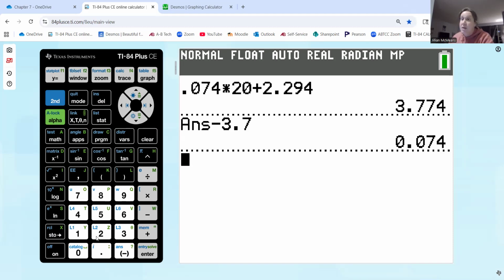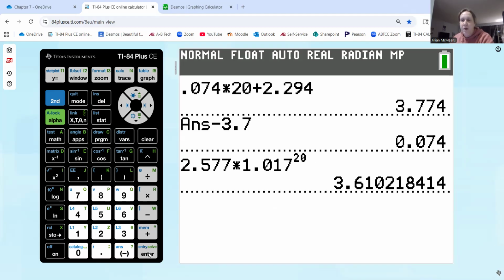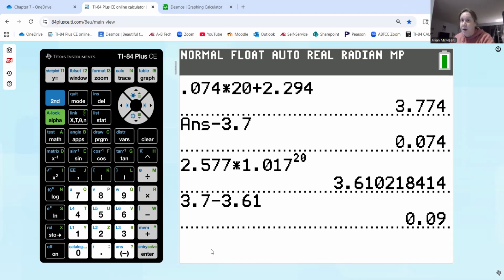Okay, now let's do the exponential one. So we had 2.577 times 1.017, raised, in this case, to the 20th power. So to get to the caret button here, look at the division button on your calculator. Directly above that is the caret. That'll put you in that superscript world. And then type in 20. All right, so we get 3.61. So this underestimates the actual population. So we would take 3.7 and subtract 3.61. So it underestimates the population by 0.09.